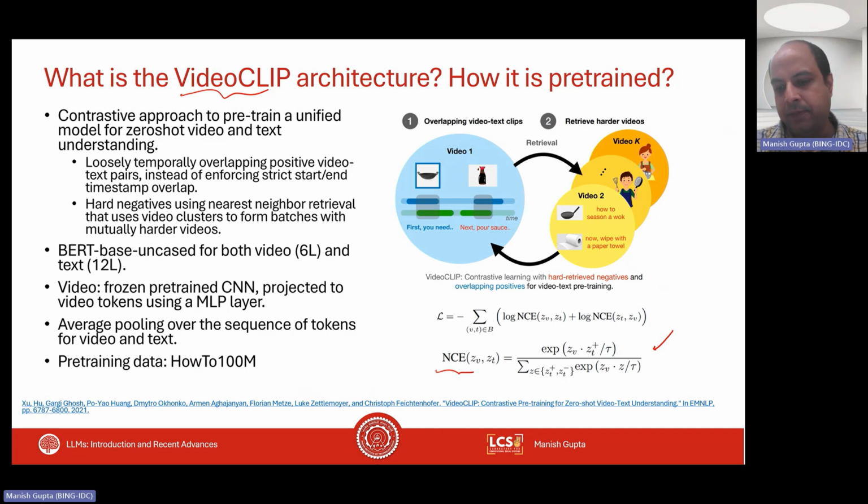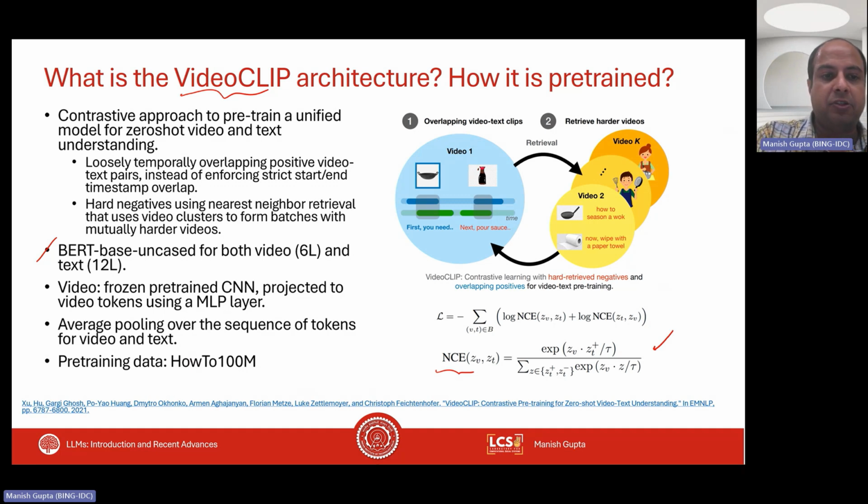The idea is that the speech and what you see on the video may not always be completely aligned, and therefore you have to be a little cautious about how you align and how you get those positive pairs versus the negative pairs. But otherwise, more or less, the contrastive estimation and contrastive loss work the same way. In VideoCLIP, they use the 6-layer BERT-base uncased for both the video and text. They just use the transformer model for encoding the video as well.